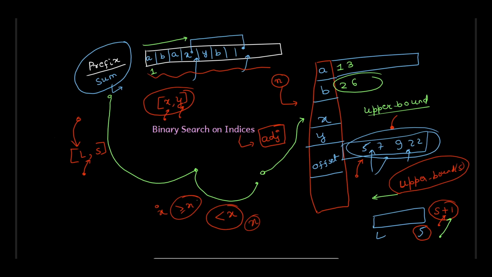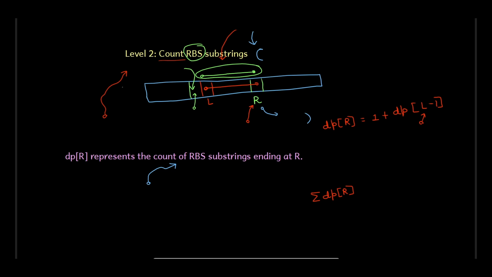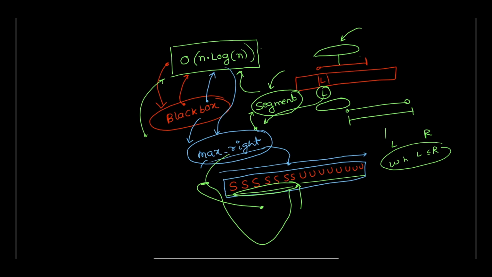In this manner we have solved both of these versions, that is the length of the longest RBS in log n and the count of the RBS in n log n overall time complexity. So it's not bad, going from n to n log n is not bad as long as you have clarity. In fact, I would say it's a good exercise for you to implement the max right function, because max right was actually designed for doing a binary search inside a binary search, and this is a classic example of that.